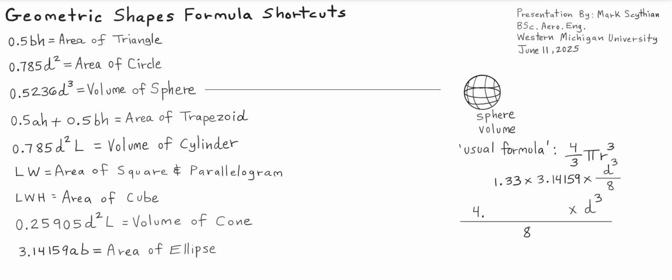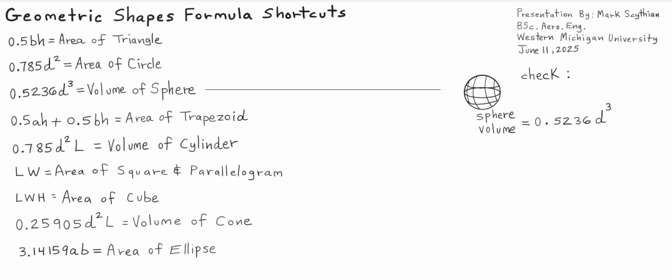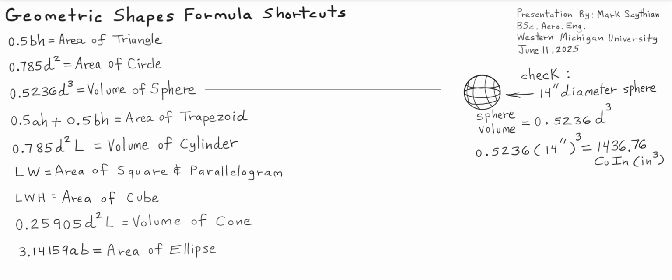So if we simplify, we multiply 1.33 times pi. Then we further simplify and just reduce this down to what we have on the shortcut, 0.5236 d cubed. So that one expression can also solve for the volume of a sphere. So if we check it, a 14-inch diameter sphere, so 14 cubed times the constant 0.5236 solves for 1437.76 cubic inches of volume for the given sphere that has a 14-inch diameter.